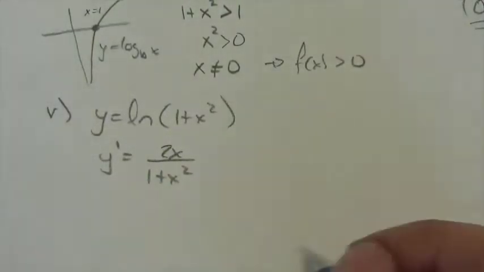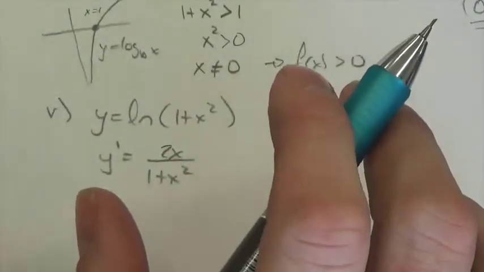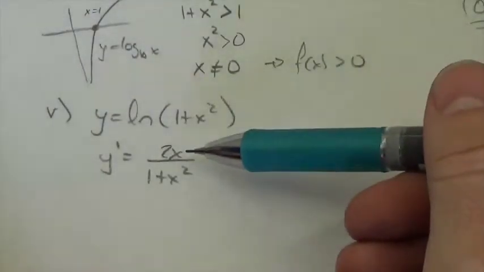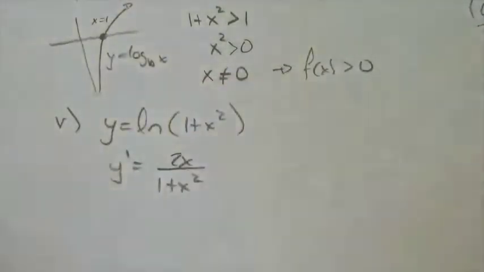Good. So now I am interested in determining the critical numbers for this. The critical numbers occur in the domain of the function where the function is either undefined or equal to 0. Now, we've already looked at this. We already know that the domain is all reals.